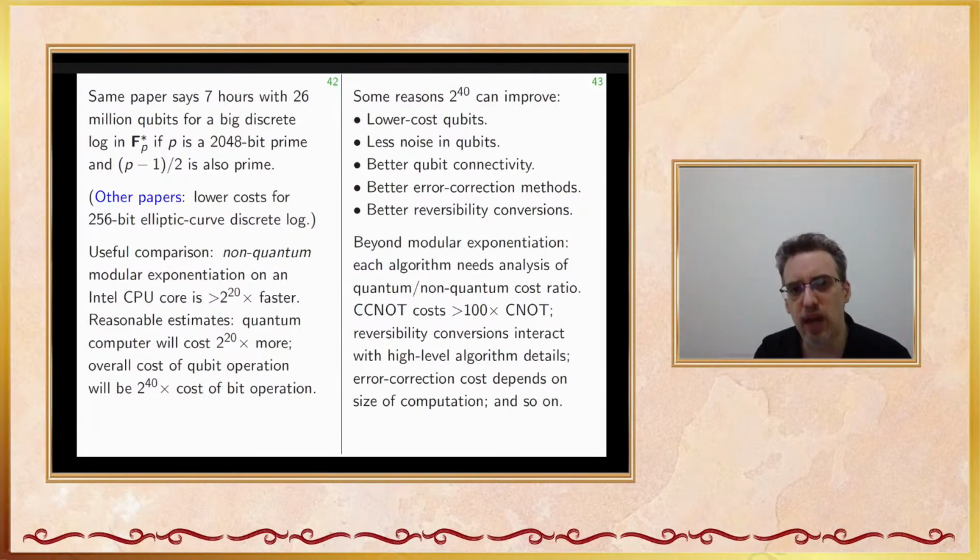Also, the error correction is not just something you pay as an overhead. It depends on how big your computation is. Generally, bigger, longer computations need somewhat more cost for the error correction compared to the cost of using just logical perfect qubits. There's more of these issues. So you really have to analyze what the costs are of your algorithms. Don't just assume you take the cost on an Intel chip, multiply by 2 to the 40, and that's your quantum cost. It's more subtle than that, in part because of technology and in part because of algorithm optimization.